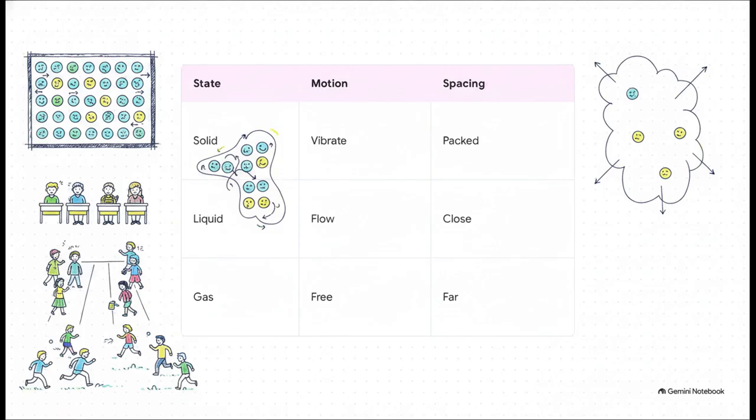Finally, a gas. In a gas, particles move freely with really large spaces between them. Imagine the bell rings for recess and everyone runs out onto a massive open field, just running in all directions with tons of space between you. That is exactly how gas particles behave.